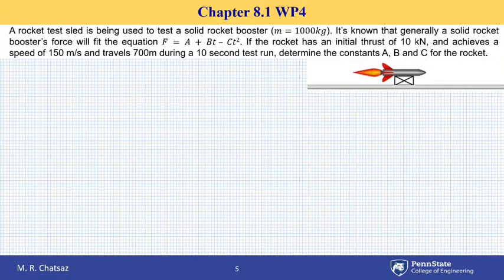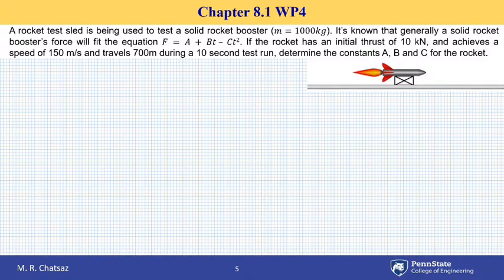Welcome back, everybody. Let's look at another example of particle kinetics. To test a solid rocket booster, a rocket test sled is being used whose mass is 1,000 kilograms. It is generally known that the force developed as time changes is going to be a quadratic function of time, given by this equation, F equals some constant A plus Bt minus Ct squared.